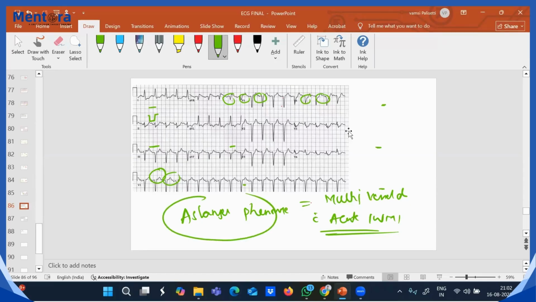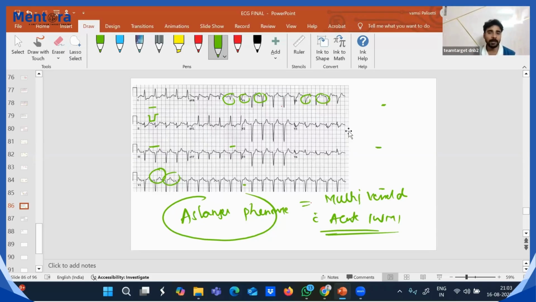Sir, can you repeat the Aslanger phenomenon? Aslanger, what is going to happen is the patient is having a multiple vessel disease, like all the vessels, some atherosclerotic block is there. Because of that, the patient is having subendocardial ischemia. Because of that there is ST depression in all the leads, and also there is aVR ST elevation. But now suddenly the patient presented with acute inferior wall MI. So because inferior wall MI is there, in lead 3, instead of ST depression, you are having ST elevation. Right? This is called Aslanger phenomenon.